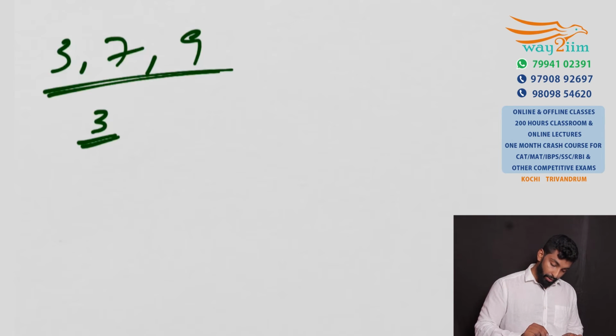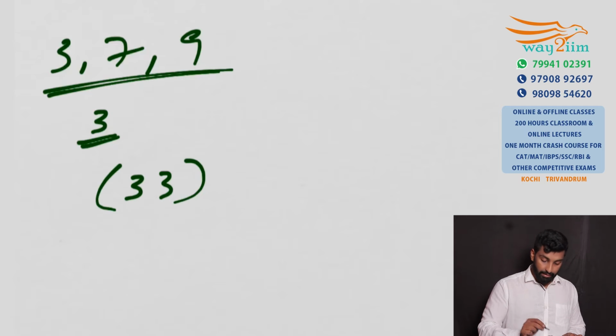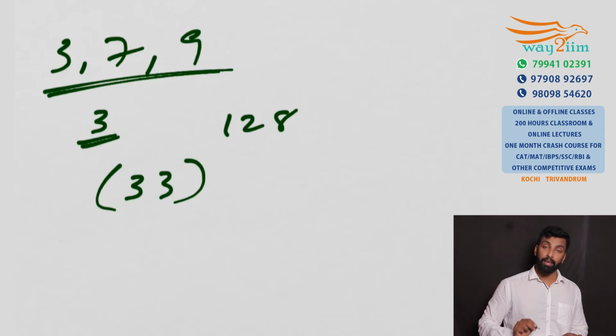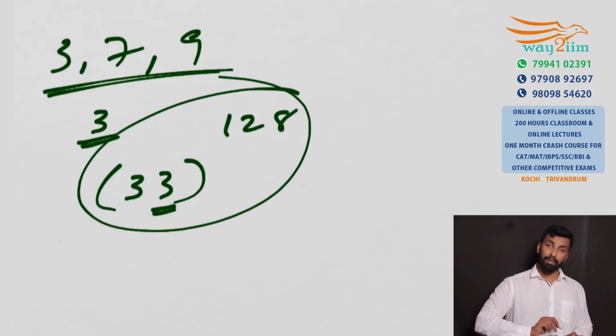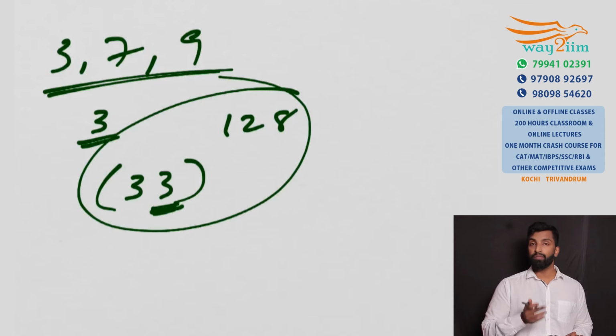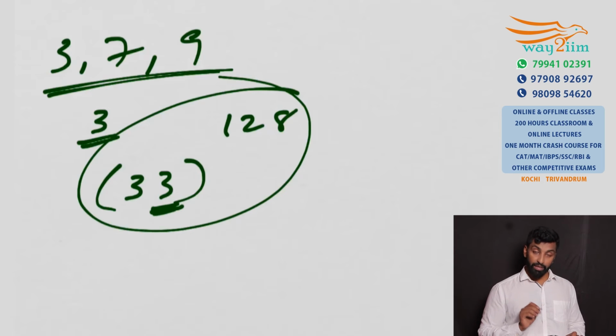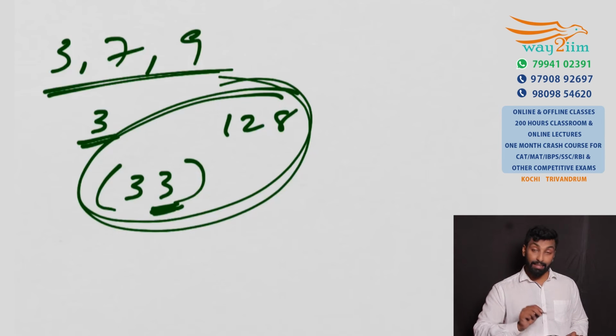So let's take a number. You have 33 raised to, let's take 128. 33 raised to 128, you need to find the last two digits. We don't know the method for a number ending in 3, but we know the method for a number ending in 1. So we need to convert this number in such a way that the number in the bracket will end in 1. Then we know the method.